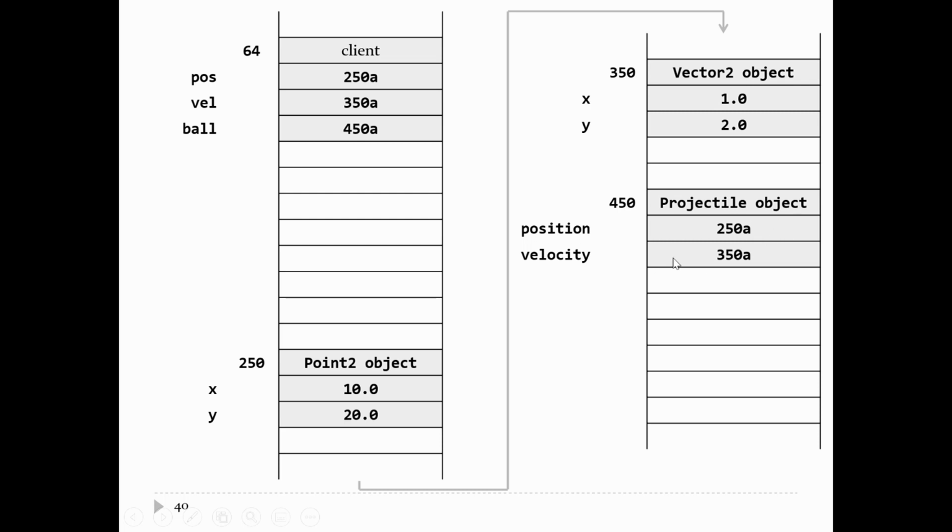So when we make the object, its position, that should be POS, that should be VEL, sorry, is the object at address 250. And its velocity is the vector object at address 350. So the projectile object has a reference to that object and that object. And the caller, whoever made the projectile object, also has a reference to those two objects.